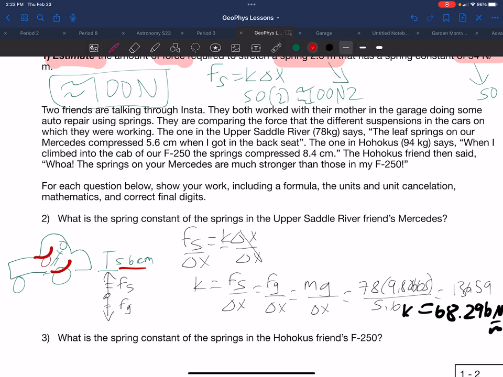We look at our significant digits now. This has 2, this has 6, this has 2. So our final answer would have two significant digits. So the final answer then is K equals 68 newtons per meter.